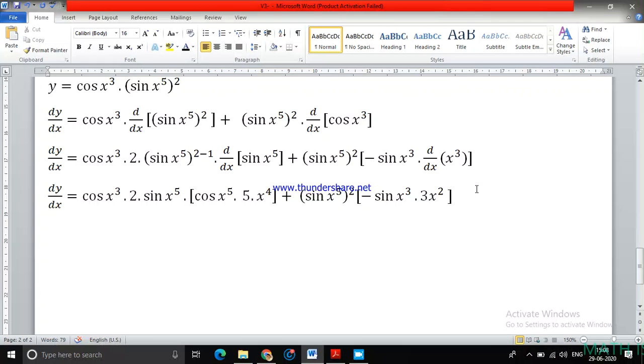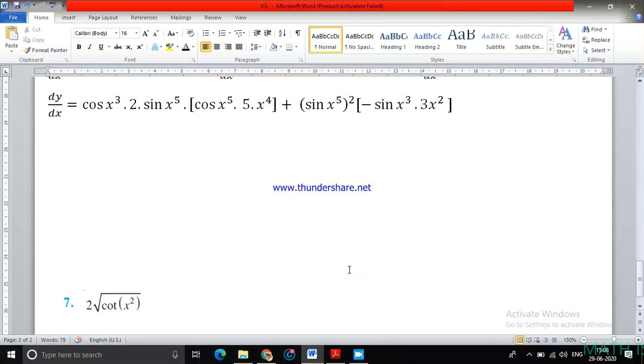Now further, if you want to simplify some terms, maybe you can take common or you can leave the answer itself, or maybe constant terms you can multiply. 5 times 2 is 10, 10 x power 4 cos x cube sin x power 5 cos x power 5. Okay, plus into minus is minus 3x square sin x cube sin x power 5 whole square, or you can leave the answer here itself. One more step you can write by multiplying the constant numbers and everything, and your answer is going to be final.